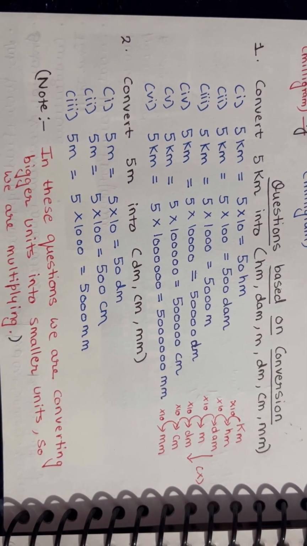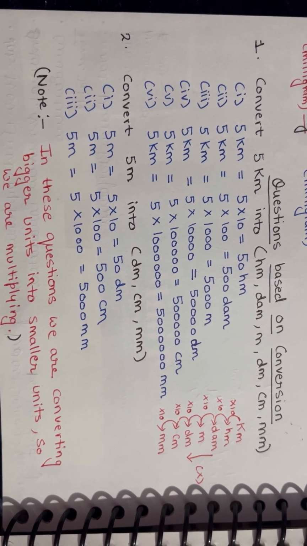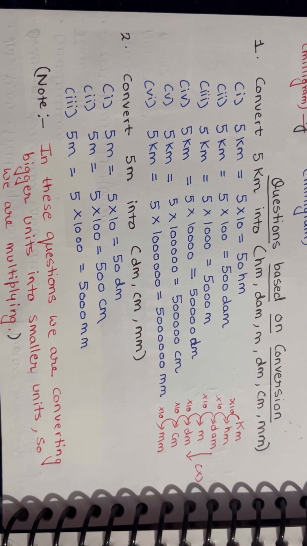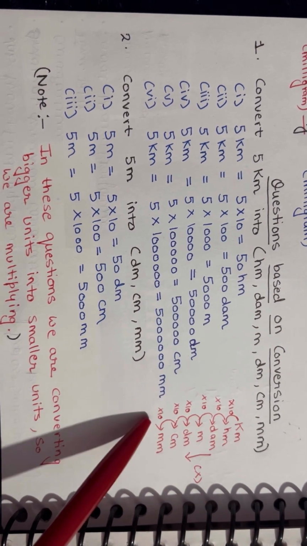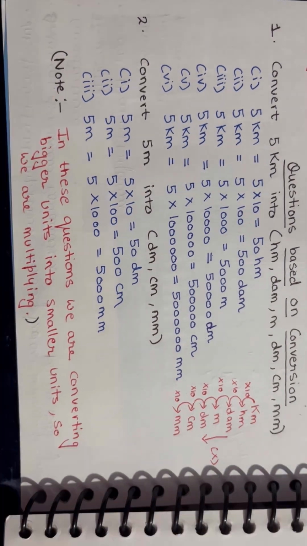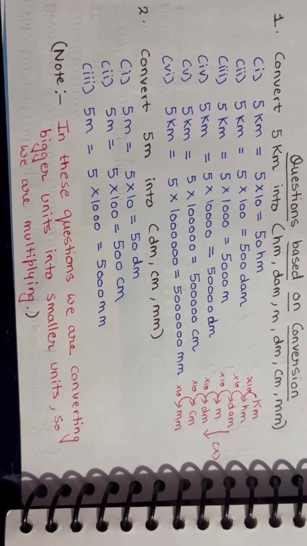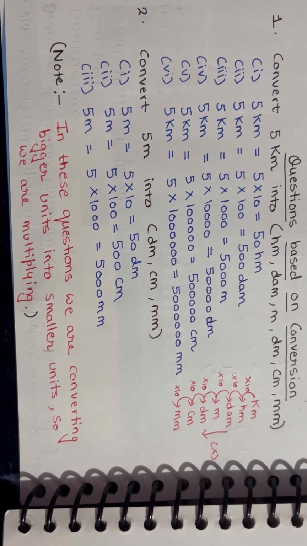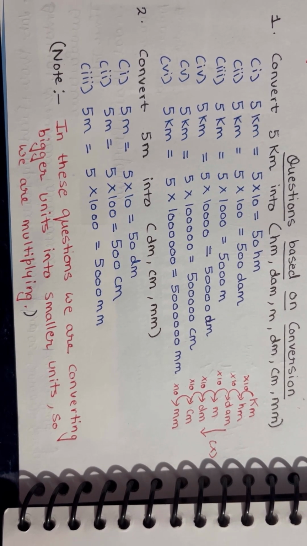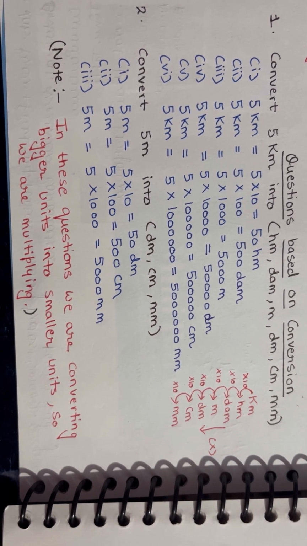Now, in fifth part, we are converting 5 kilometer into centimeter, and we can see centimeter is 5 steps below than kilometer, so we will multiply by 1 lakh. And in sixth part, we are converting 5 kilometers into millimeter. So we will multiply by 10 lakh because it is 6 steps below than kilometer.